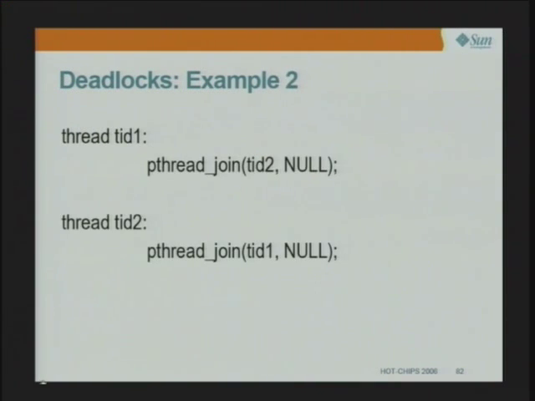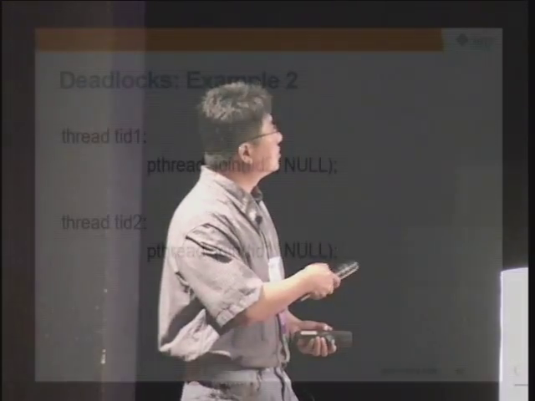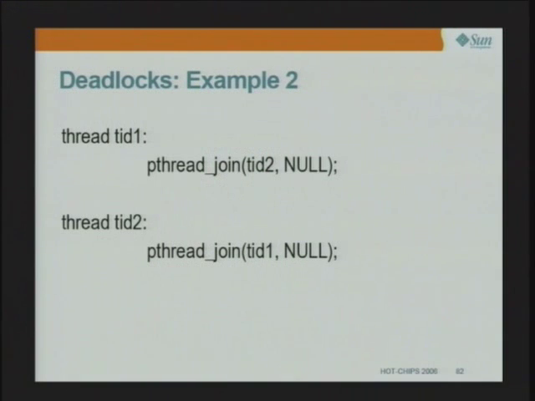Example 2. This does not involve any explicit locks. What happens is thread 1 tries to join thread 2, and thread 2 tries to join thread 1. In this case, nobody can finish their work. These two operations, none can be finished successfully, so there's a deadlock.